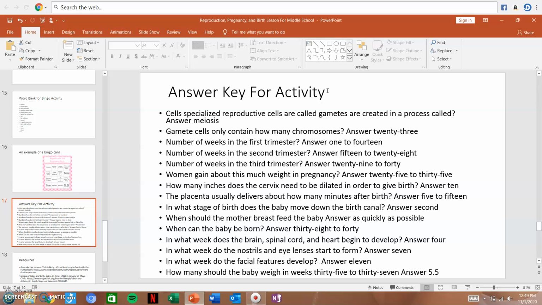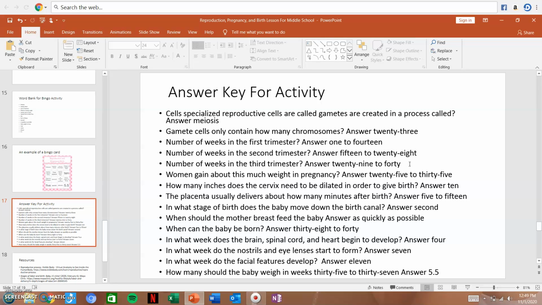Specialized reproductive cells called gametes are created in a process called blank. Answer: meiosis. Gamete cells only contain how many chromosomes? Answer: 23. The number of weeks in the first trimester? Answer: 1 to 14. Number of weeks in the second trimester? Answer: 15 to 28. The number of weeks in the third trimester? Answer: 29 to 40.